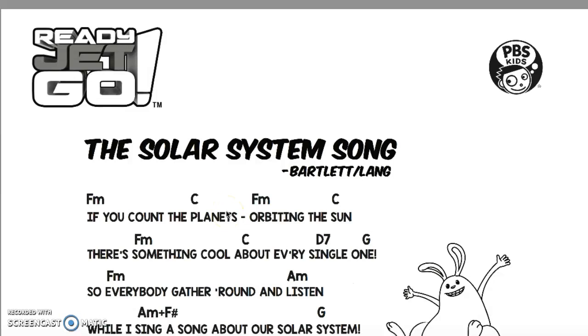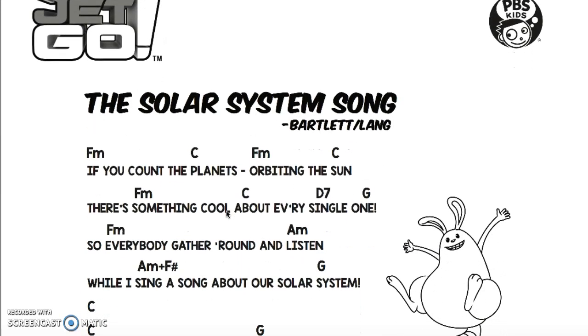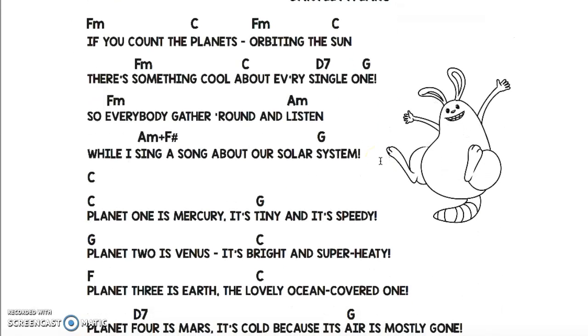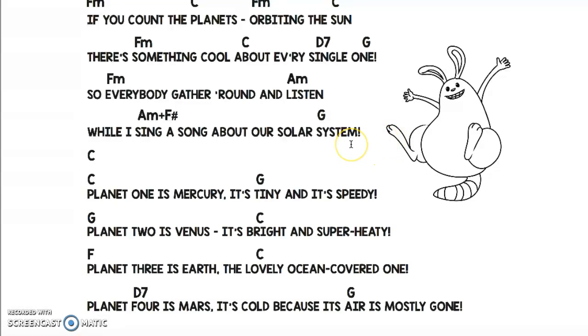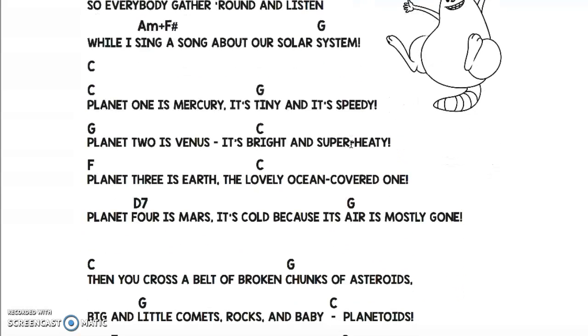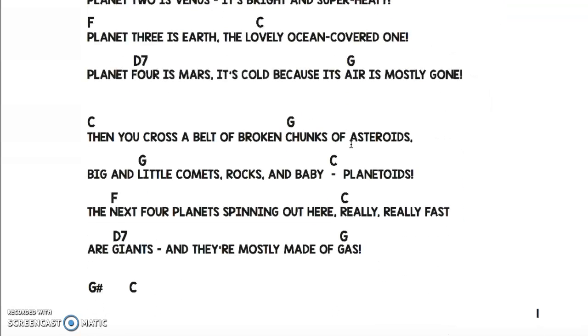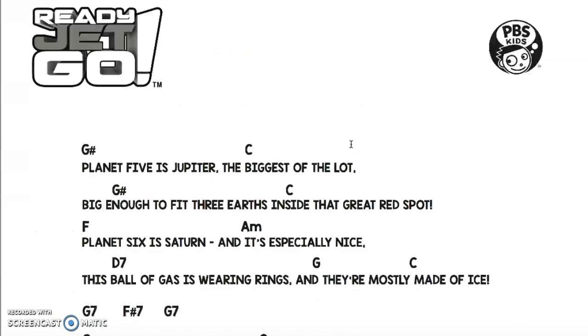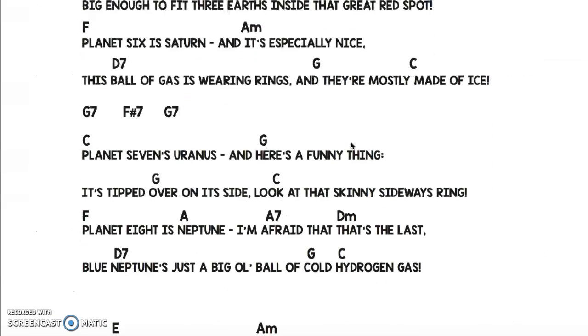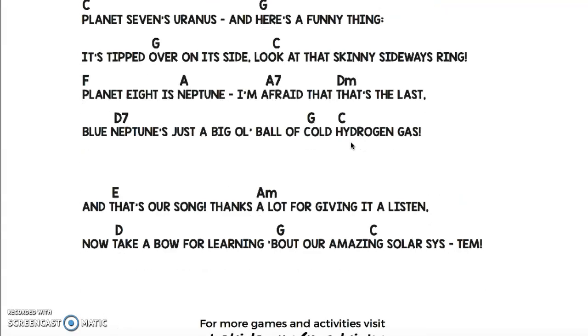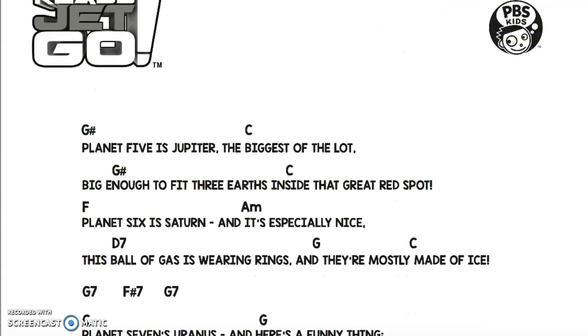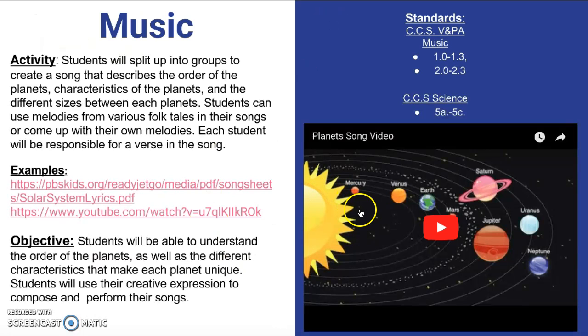I have an example here that I will show students prior to the assignment. This is from pbskids.org. It is by Bartlett and Lang, the Solar System song, and it kind of just gives an example of how to create the song and what the teacher may be looking for. And it gives the order of the planets and the different characteristics as well, so they can use this as a reference if they have any confusion. I also found this instructional resource for a video song on YouTube.